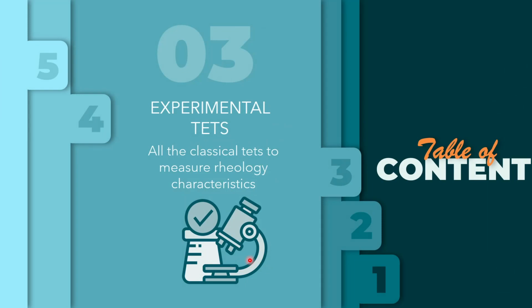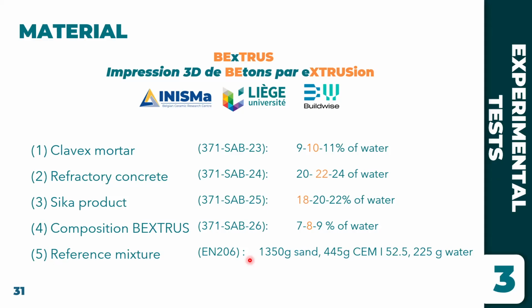In the next part, I will explain the experiments that I did. Before starting, I will talk about the materials that I use in this research. I'm part of the Big Truth research project about 3D printing construction also. So in this thesis, I will use all five mixtures that come from the Big Truth project.